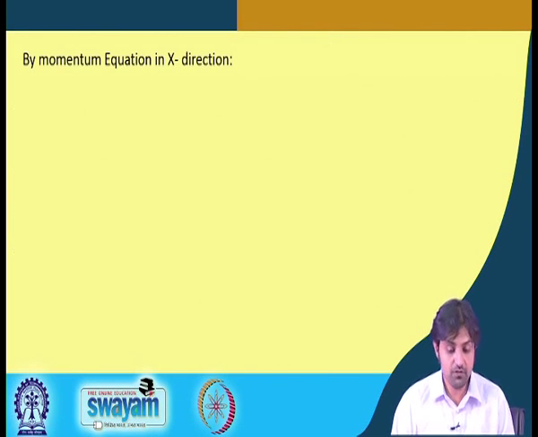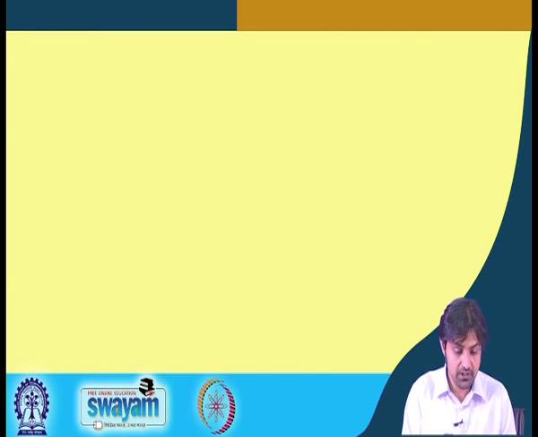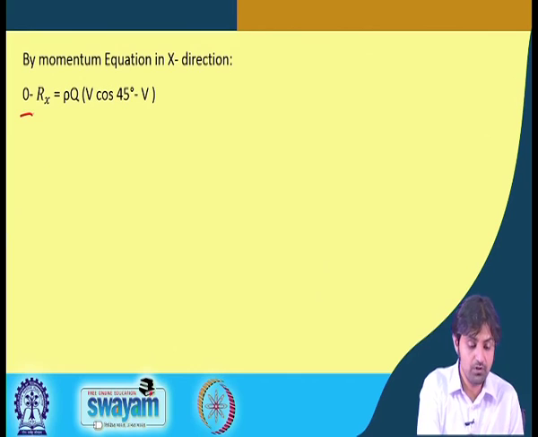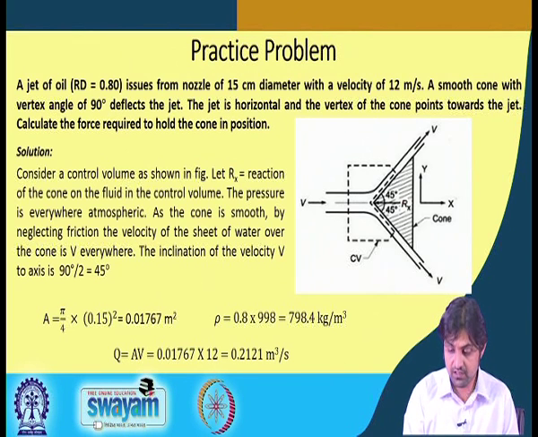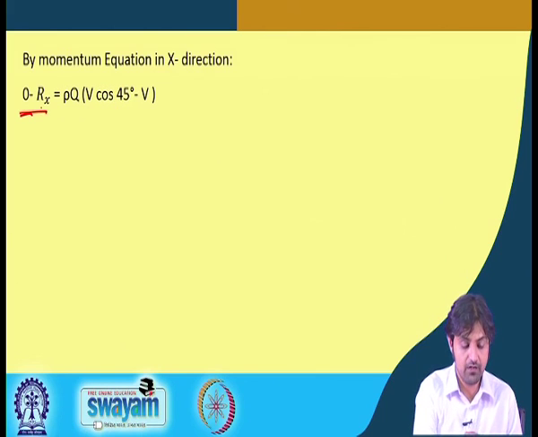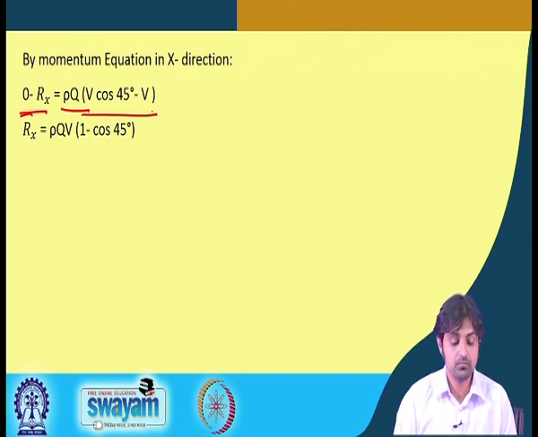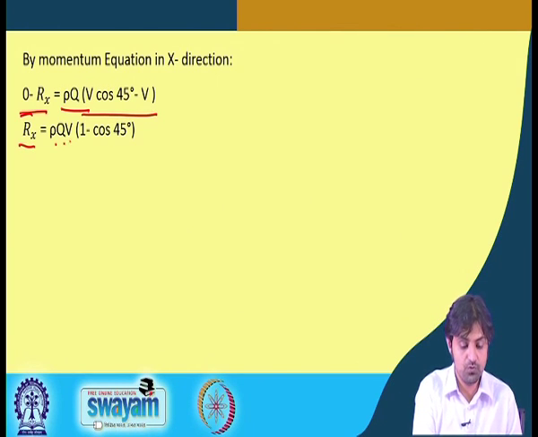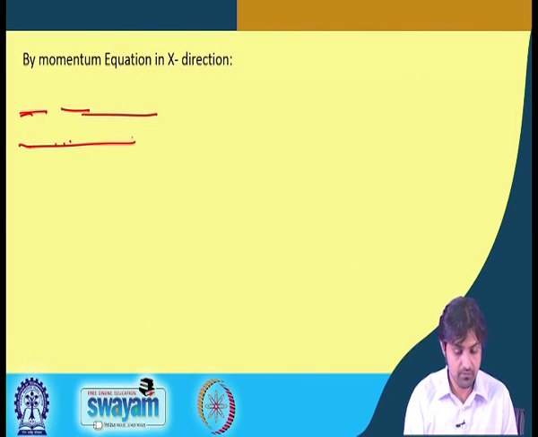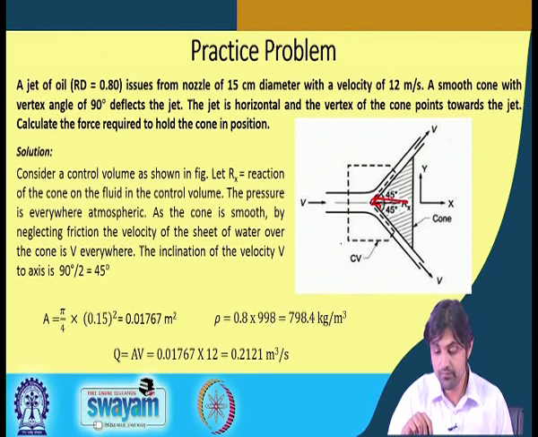So by the momentum equation in the x direction, if the reaction force here is Rx, then 0 minus Rx is the change in momentum. And what is the change in momentum? It is rho Q, with the velocity V, V cos 45 minus V, or V can come out. So Rx is equal to rho QV into 1 minus cos 45. You see here there is one force Rx that is going to act.